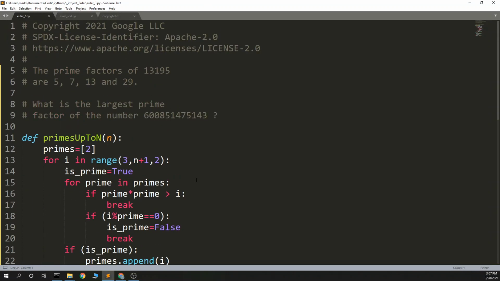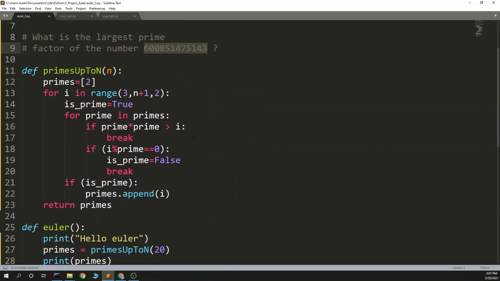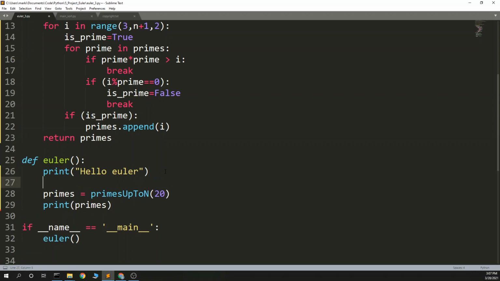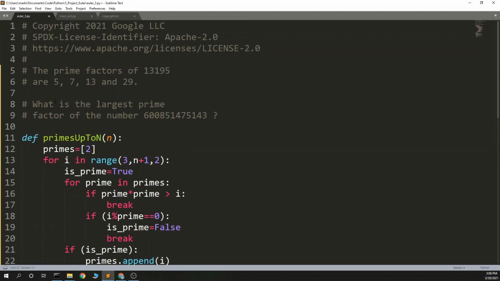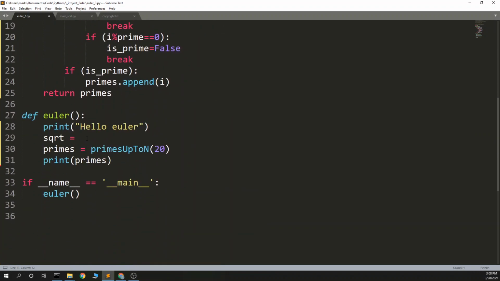Let's see what our target number is. Our target number is 600 billion. Let us go to sqrt equals, better import math. Math, 0.5, take the square root of that, and we'll take the integer of that. Int square root. So we only need to go up to that.